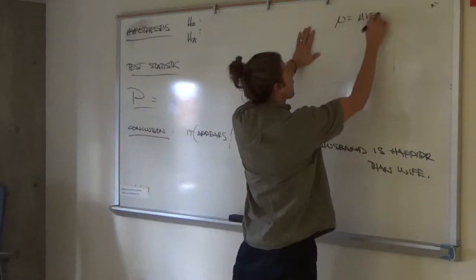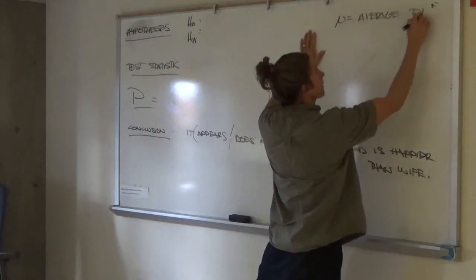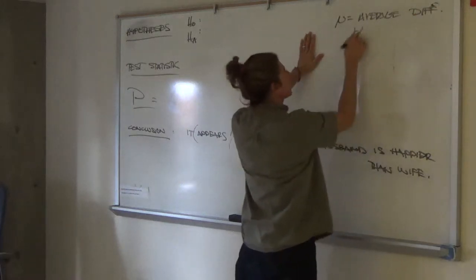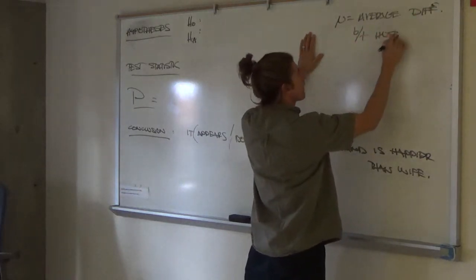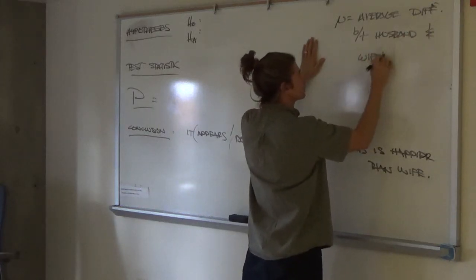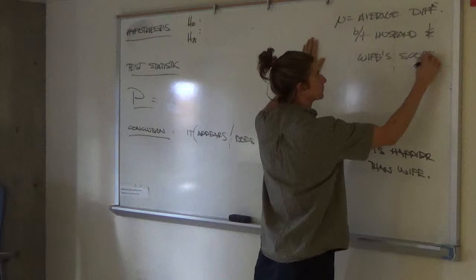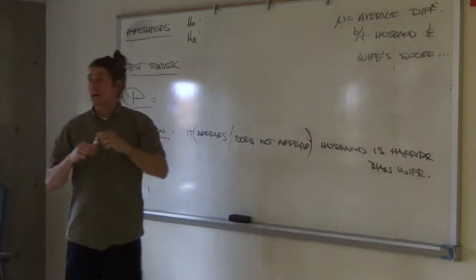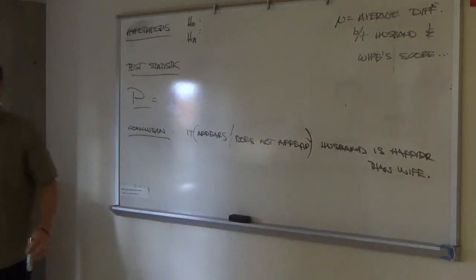Average difference between husband and wife's score. So this becomes, try to make this feel like a problem from class last week. Which problem is this that we did in class?